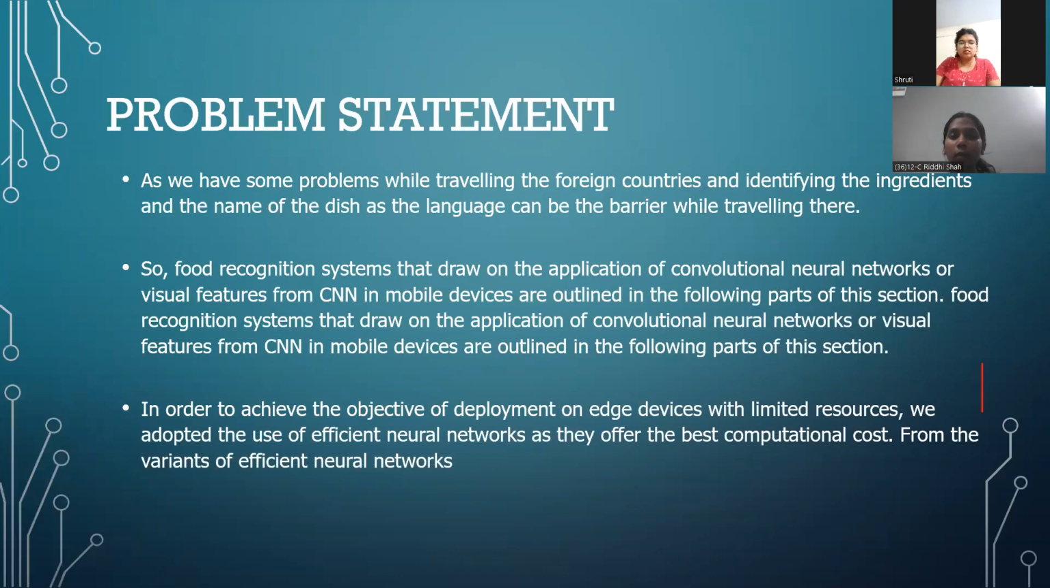So basically our problem statement is, wherever we travel, for example in different countries, we do not know what the food actually contains, right? If it is veg or non-veg. So if we want to find out what kind of food it is and know all the details of the food, we will just need to capture the image and it will tell you whether it is according to the way you need it or not, right?